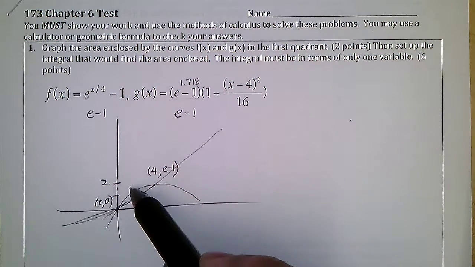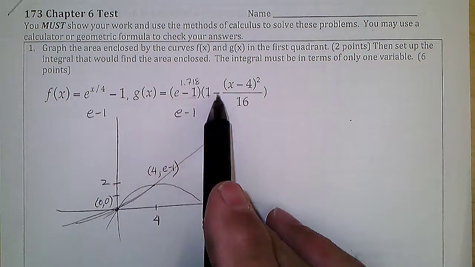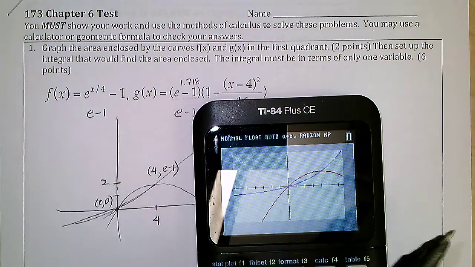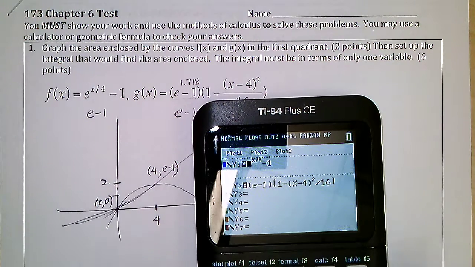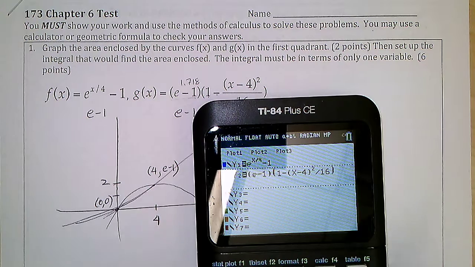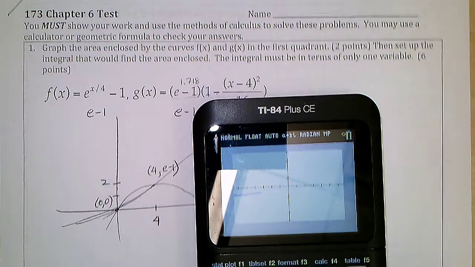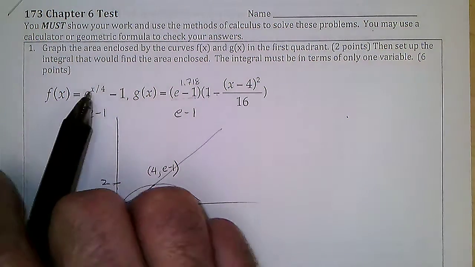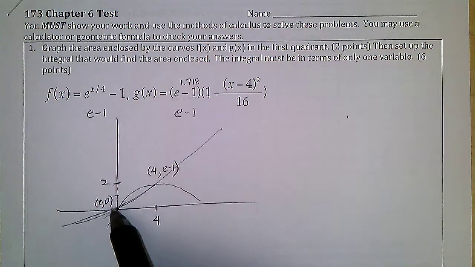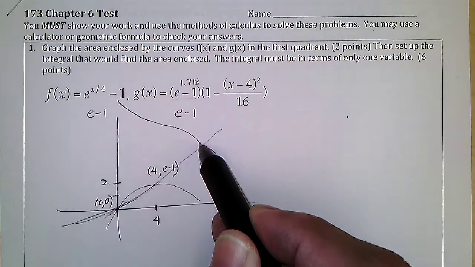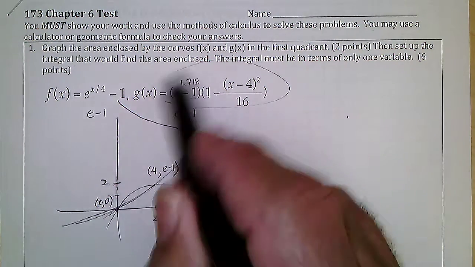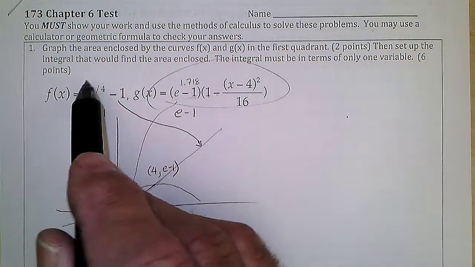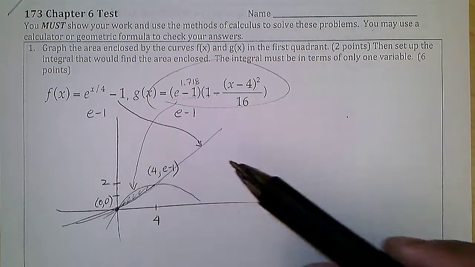Now, some of you had a hard time telling which one was the top one and which one was the bottom one. If you're struggling with that, on this calculator, it color codes it, but you could also just turn one of them off by pressing enter on the equal sign and then graph. There is the one that is graphing, the e to the x divided by 4 minus 1. So the bottom one is this one. The top one in this section is that one, and we're supposed to do the area that's enclosed.